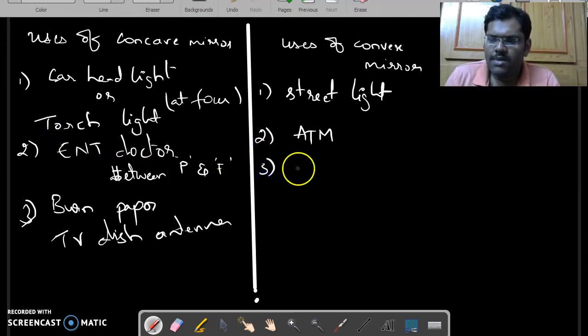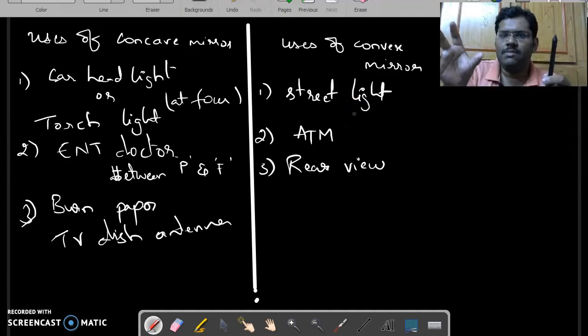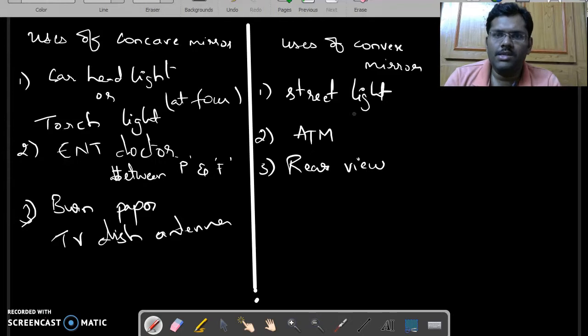And the third one is rear view mirrors, which are the side mirrors. Whenever we are going in a vehicle, we have a side mirror, and in that side mirror we can see any car or vehicle coming behind us. Why? To avoid accidents, we use a convex mirror, as it produces a large field of view. We don't use a concave mirror because a concave produces a low field of view, but a convex produces a very large field of view. That is why we use a convex mirror here.